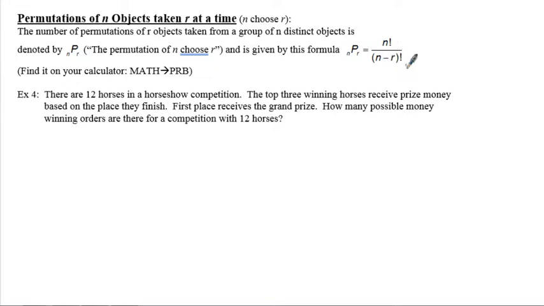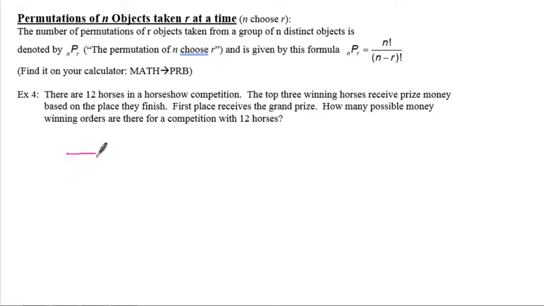This formula is given to you on the SOL. We have an even easier way to find it on our calculator. We'll look in our math probability menu again. Let's look at this horse show competition example. Again, we care about the top 3 winning horses, the ones that win the grand prize.